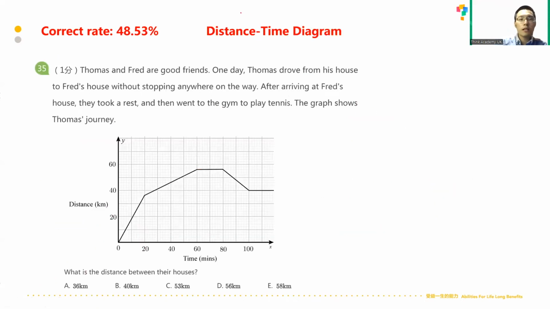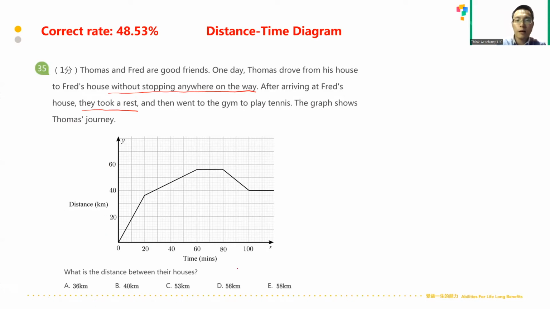35. Thomas and Fred are good friends. One day, Thomas drove from his house to Fred's house without stopping anywhere on the way. This is important. Without stopping anywhere on the way. And then after arriving at Fred's house, they took a rest. These two are very important, key information. And then they went to the gym to play tennis. The graph shows Thomas's journey. So we have a graph.